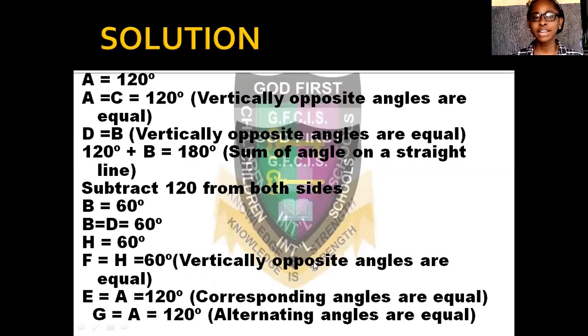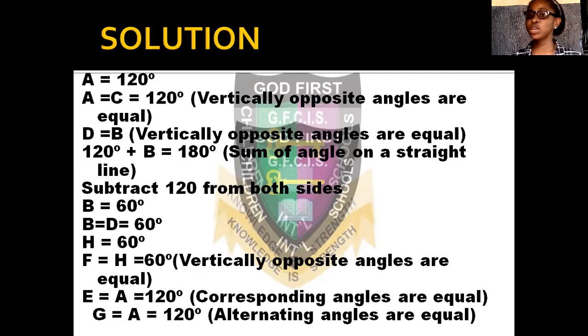So moving ahead, what I've just explained is this. A is equal to 120 degrees, and A is equal to C, which is 120 degrees, because vertically opposite angles are equal. And D is equal to B, since vertically opposite angles are equal. And 120 degrees plus B is equal to 180 degrees. Sum of angles on a straight line. Subtract 120 from both sides.